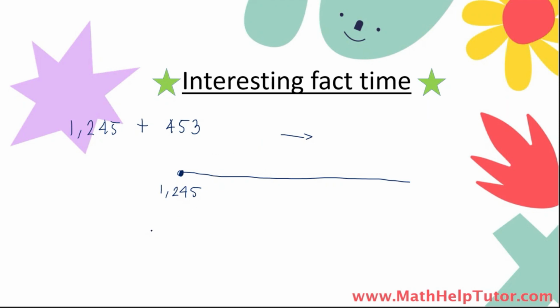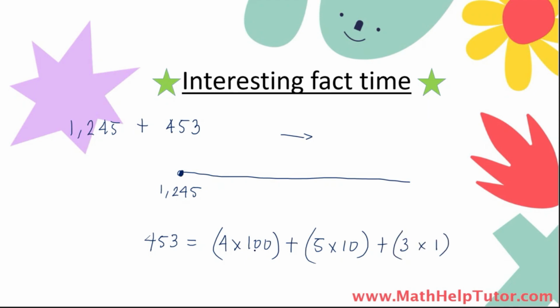So let's break down 453 first into its expanded form. So that is 4 100s, and we have 5 10s, and we have 3 1s. So let's skip count by 100 first. So 1245 plus 100. Okay, so that's 1345.